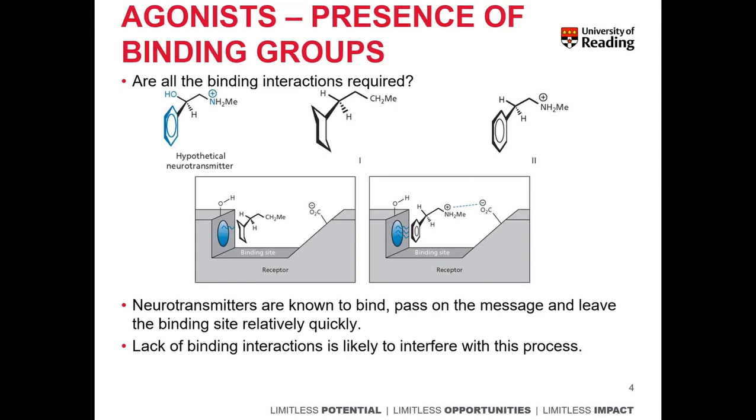And so if we remove the binding interactions or binding groups from these molecules, we're likely to interfere with this process. Now that doesn't mean that our agonist must exploit all of the same binding interactions that our natural messenger does. This just means that we need sufficient interactions to be able to activate the receptor. So we have to strike a very fine balance if we want to remove binding interactions from these molecules. We have to have that balance between still being able to activate the receptor and bind strongly and removing those chemical groups that are responsible for the binding interactions.